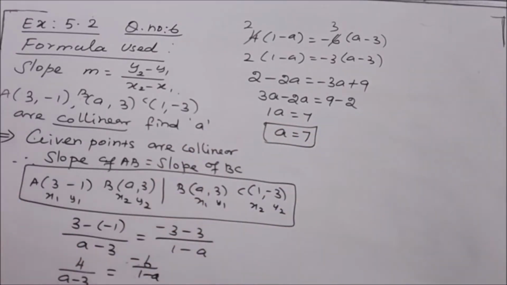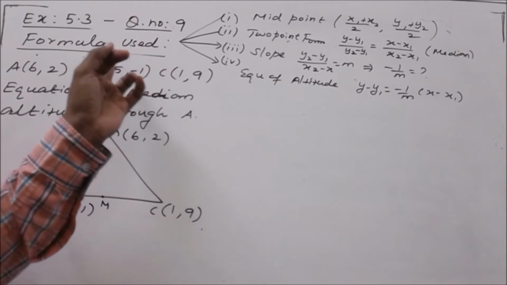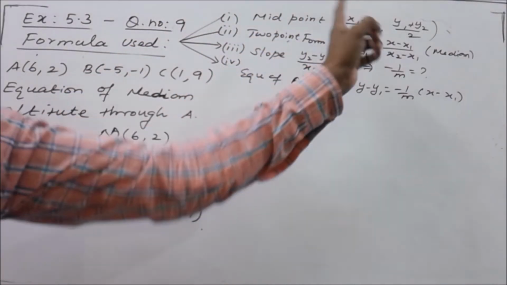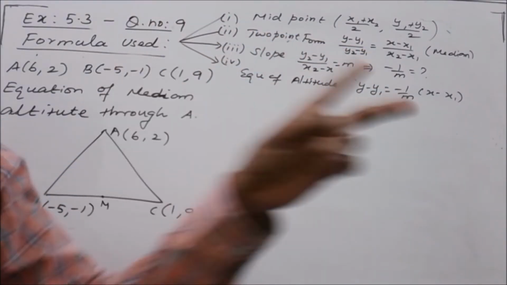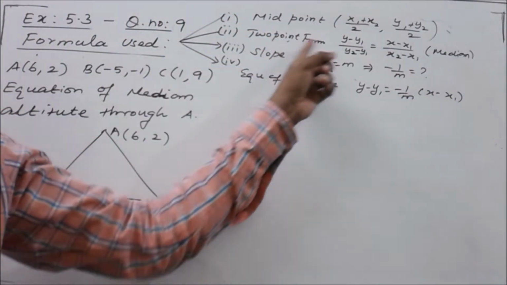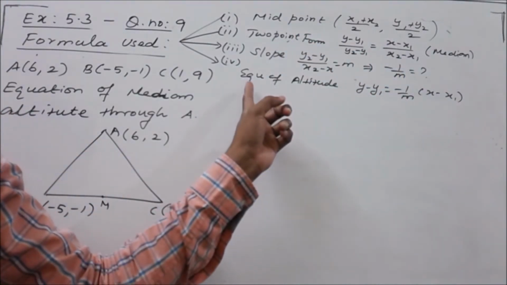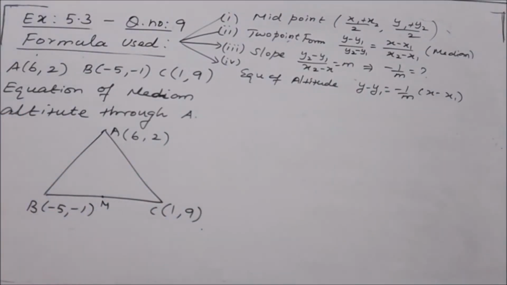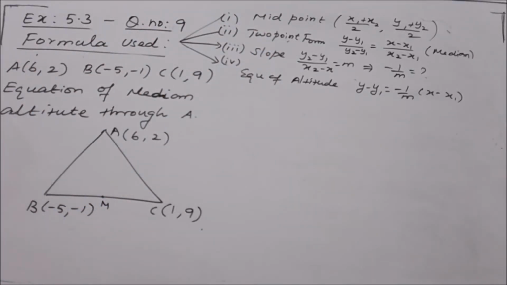Now the next question. In this case we are using these formulas: midpoint formula, equation of line passing through 2 given points, then slope formula, then perpendicular slope formula, then equation of the altitude formula. Or we can do it in a different way. Okay, there are 4 formulas needed here.